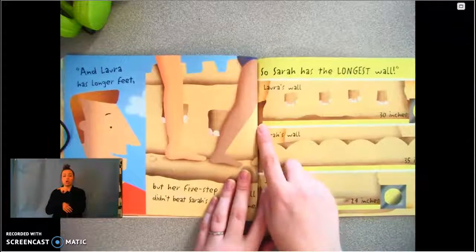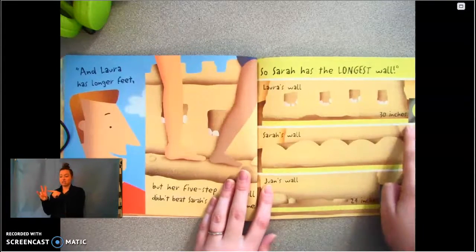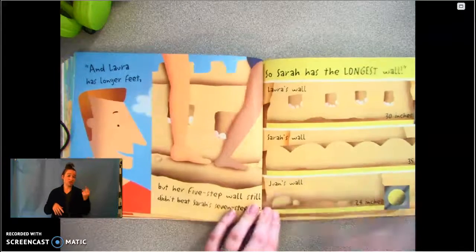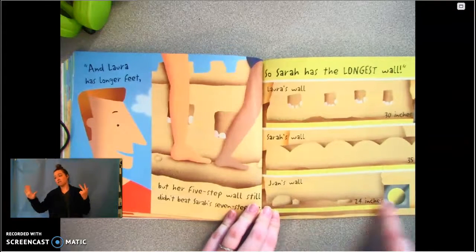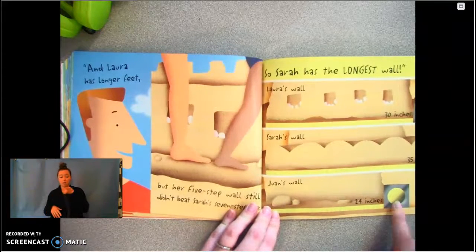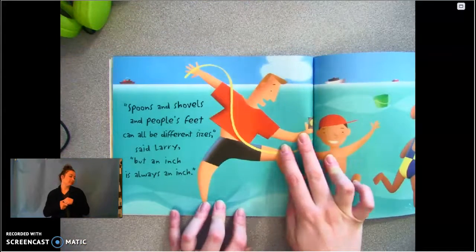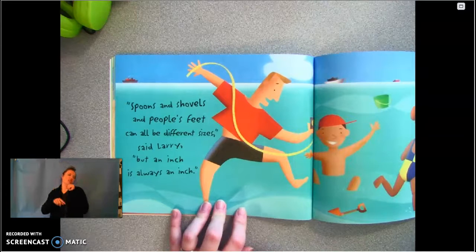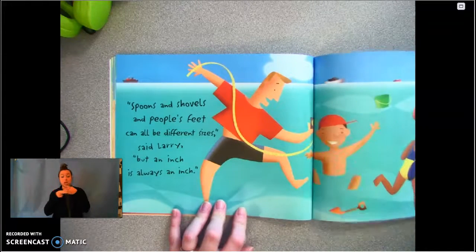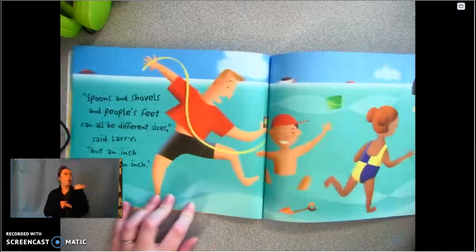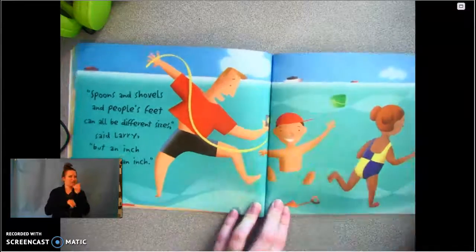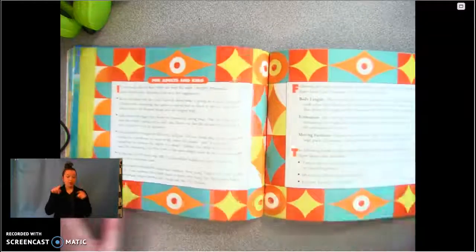So Laura's wall was 30 inches long, Sarah's wall was 35 inches long, and Juan's wall was 24 inches long. "Spoons and shovels and people's feet can all be different sizes," said Larry, "but an inch is always an inch." So sometimes when we use our non-standard measurement, it could be different. The end.